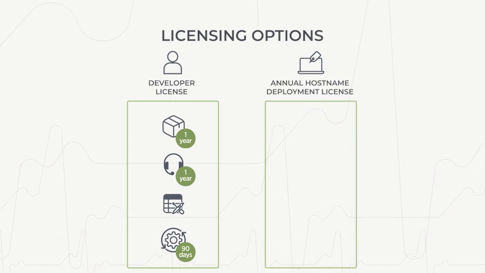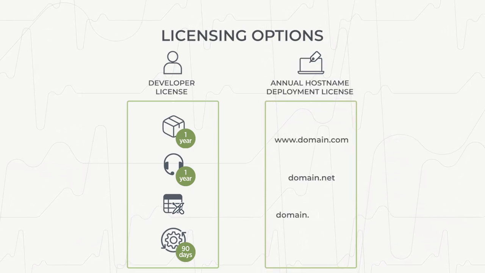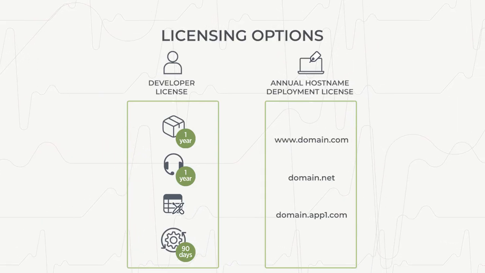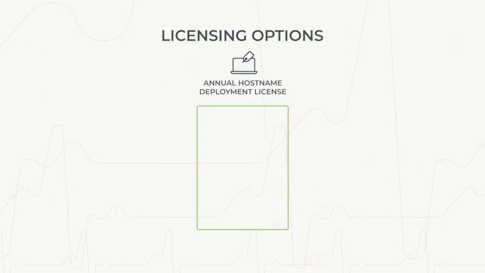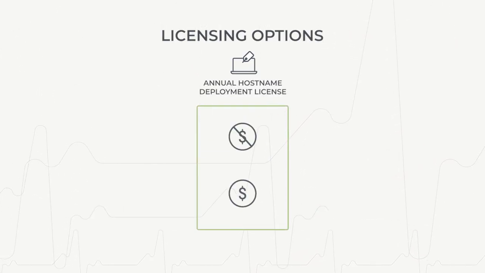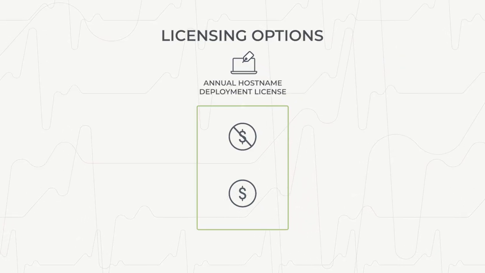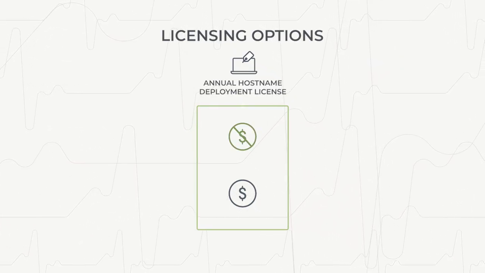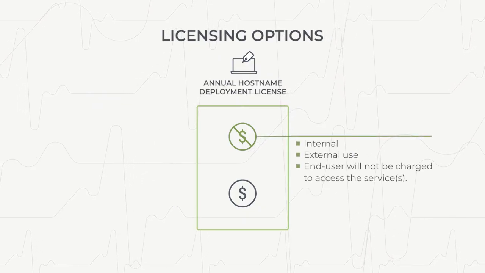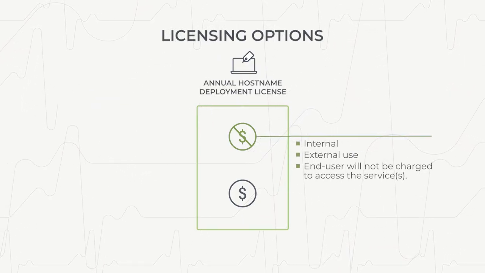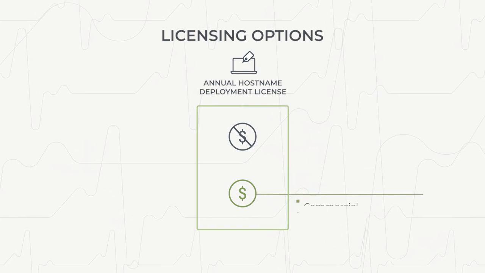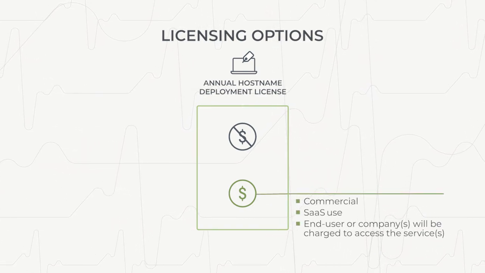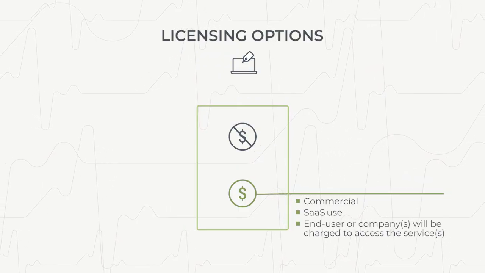An annual hostname deployment license is needed for each separate production hostname SpreadJS is deployed on. The pricing for the hostname deployment license depends on whether your application is for internal, non-commercial, or commercial use, and on the number of deployed hostnames. Internal, non-commercial use is defined as an application that will be used for internal or external purposes where the end user will not be charged to access the services. Commercial and/or SaaS use is defined as an application that is used where the end user or companies will be charged to access the services.